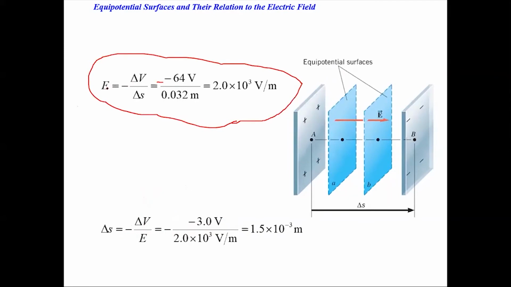We have the formula E equals negative delta V over delta S. Then what is delta V between these two plates? Negative 64. Then what is the distance between these two plates? I'm talking about these two plates only, the two plates on the ends. So don't worry about the others for now. The delta V between these plates is negative 64, but we have a negative sign here, that's why negative, negative 64. Then what is the distance between these two plates? It's given, right? Which is 0.0325. Then if you do that, you get the electric field.